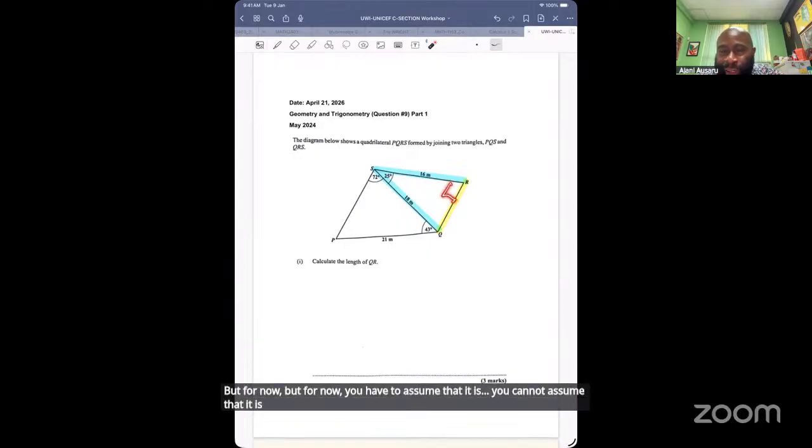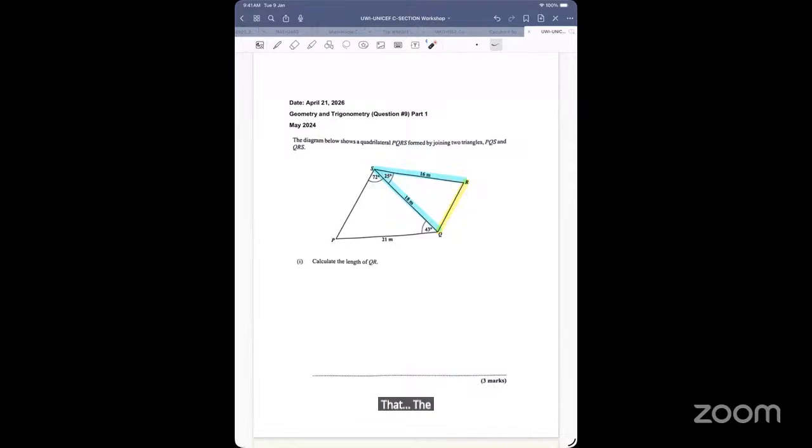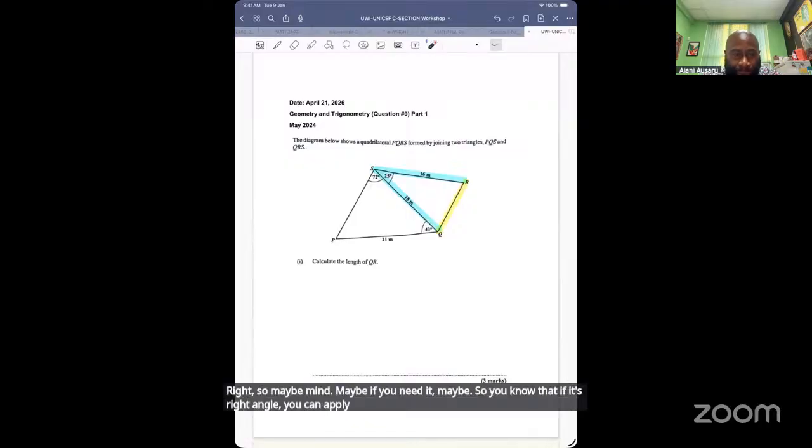A right angle triangle. Because if it was a right angle triangle, we wouldn't need to think about the sine and the cosine rules, correct? What would we use if we were a right angle triangle? What would we be thinking of using if we knew for sure it was a right angle triangle? The Pythagoras theorem. Right. So maybe Pythagoras theorem comes to mind. Maybe if you need it, maybe. So you know that if it's right angle, you can apply Pythagoras theorem. Beautiful. You guys are correct in that sense, if necessary.